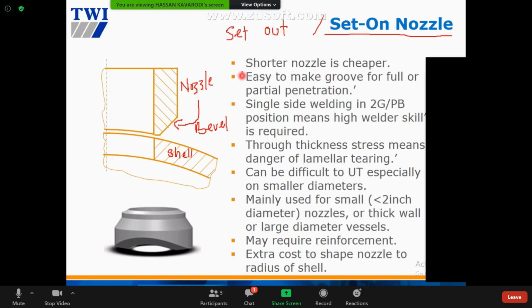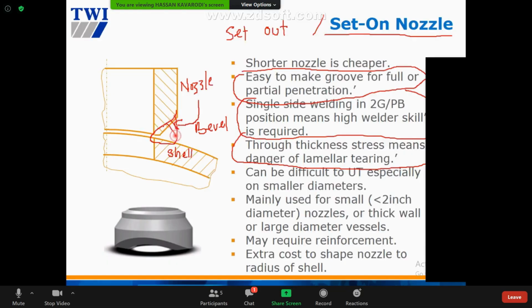Then please highlight this one. It is easy to make the groove, but full or partial penetration, single-sided welding position, means a high-skill welder is needed. Highlight this one. And also we have another problem here. It says danger of lamella tearing. So lamella tearing after weld completed.